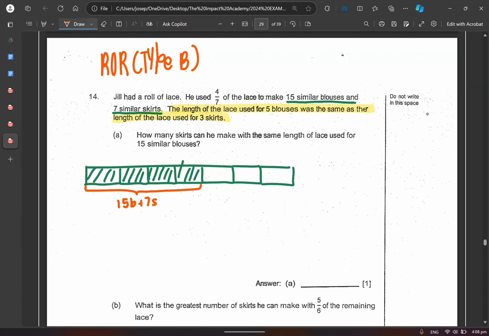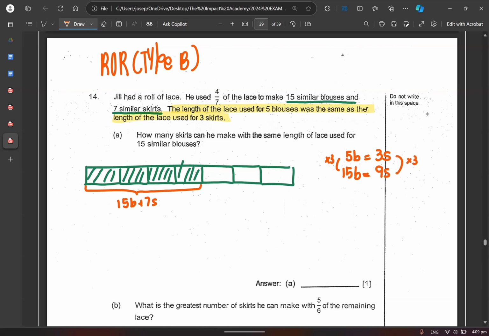So the question says that the length of the lace used for 5 blouses is the same, so I will say equal, 3 skirt. Agree or disagree? So I look at what I have. I have 15 blouses, right? So I will park my 15 blouses under this one. True? So I times 3 over here. I will get to what? 9 skirts. Agree or disagree?